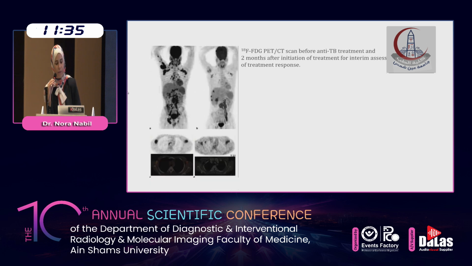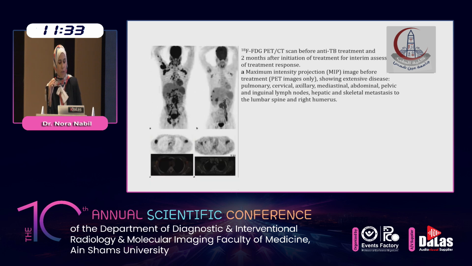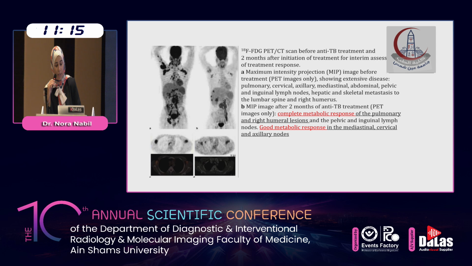Another example here: FDG PET-CT scan before anti-TB treatment and 2 months later after treatment. As you can see in picture number 8, the map here, we can see extensive disease, including the axillary and mediastinal lymph nodes, hepatic involvement, pulmonary involvement, and abdominal and inguinal lymph nodes. After treatment, as we can see here, there is a complete metabolic response of the pulmonary and right humeral lesions and of the pelvic and inguinal lymph nodes.